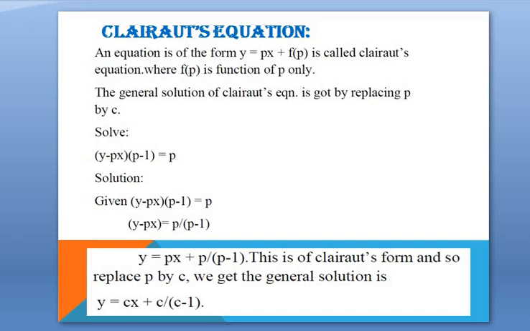Suppose (y minus px)(p minus 1) is equal to p, a first order high degree differential equation. Then we must express it in Clairaut's form. Therefore we get y is equal to px plus p/(p minus 1). By replacing p by c, we get the general solution, that is y is equal to cx plus c/(c minus 1).